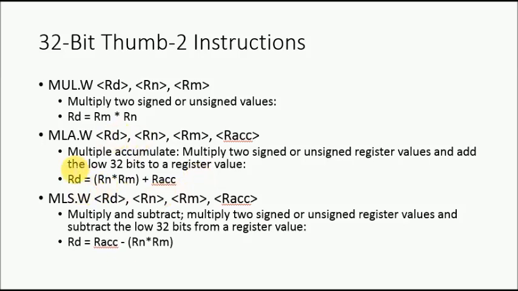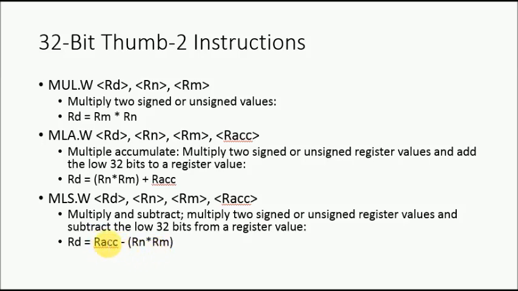MLS.W Rd, Rn, Rm, Raccumulate. So multiply and subtract. Here S indicates the subtract. Multiply the two signed or unsigned registers, that is Rn and Rm, and subtract the result from the 32-bit register value. So here the product of Rn and Rm is subtracted from the Raccumulate register and the result will be loaded into the register Rd.